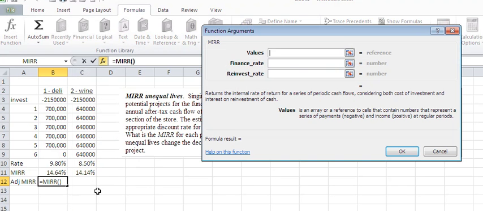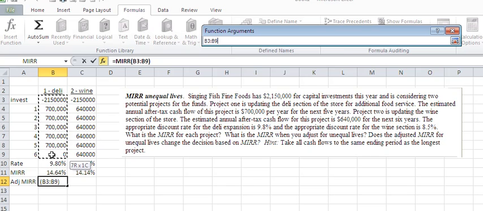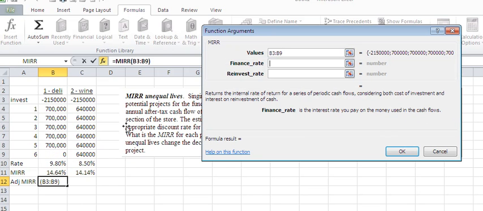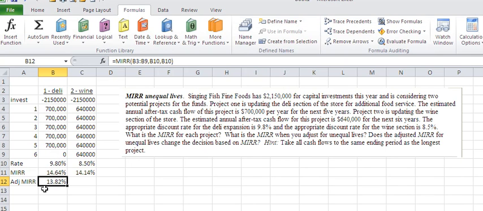But we're going to run it for the 6 periods now. Start with the investment, drag it all the way down. Finance rate, 9.5. Go ahead and use the same thing for the reinvestment rate. Oh, look at what happens to that internal rate of return. It drops, in which case now the wine would be preferable. So, hope that helps you with those calculations. Thank you.